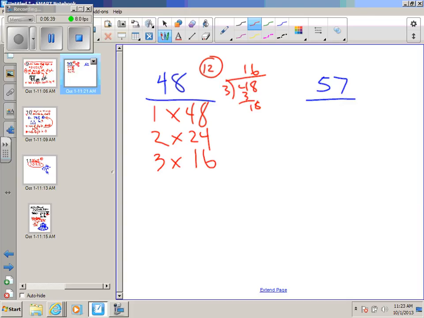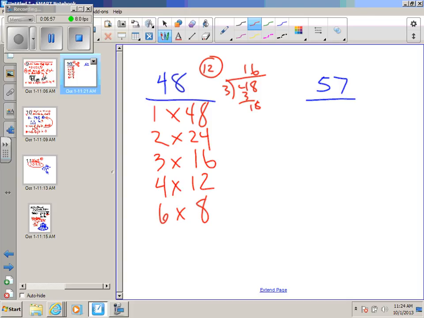For real. 3 times 16. Is 48 divisible by 4? 4 times 12. Is it divisible by 5? No. How about 6? Was it divisible by 2 and 3? 6 times 8. How about 7? That's the only number left.